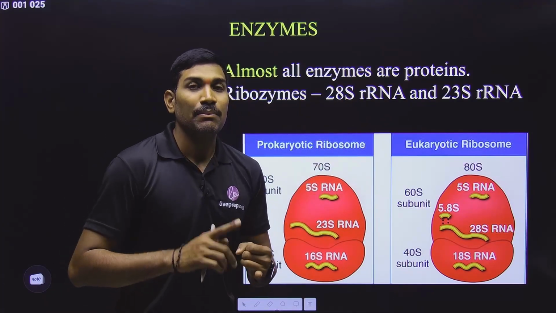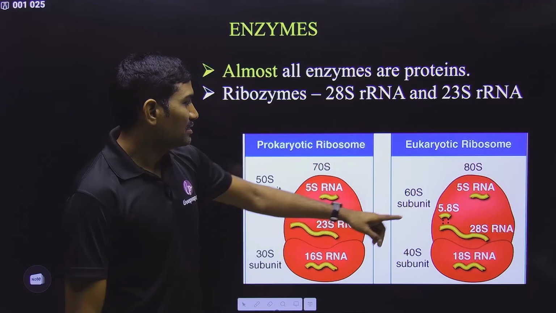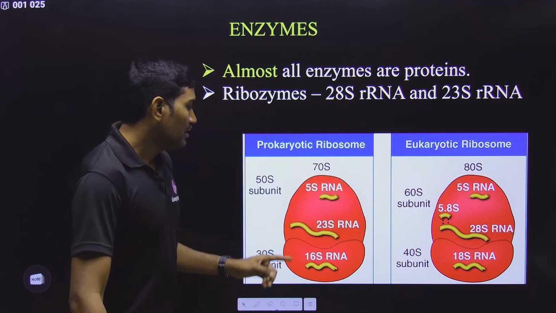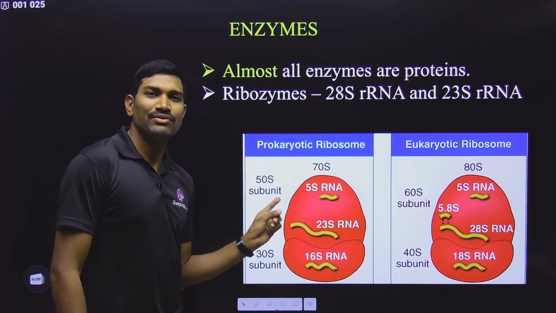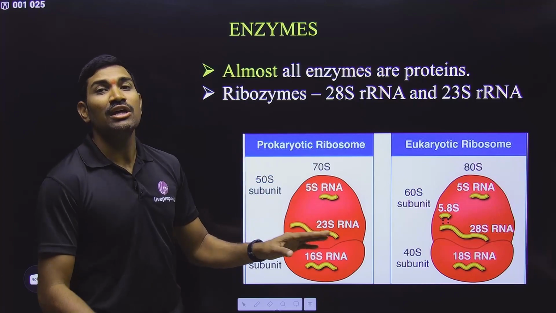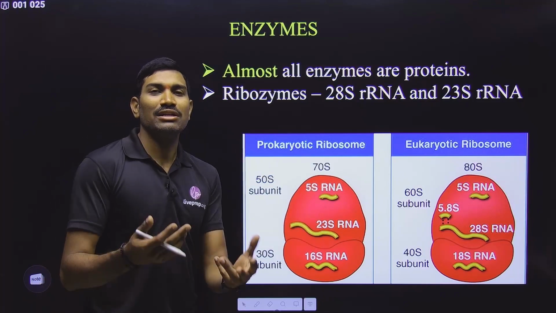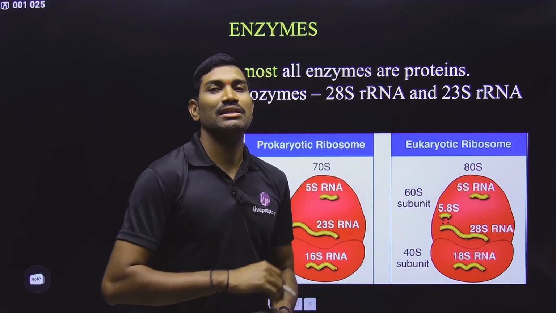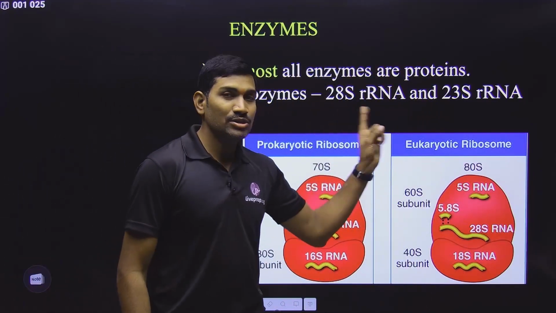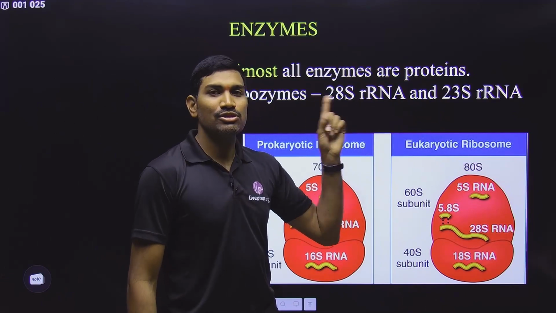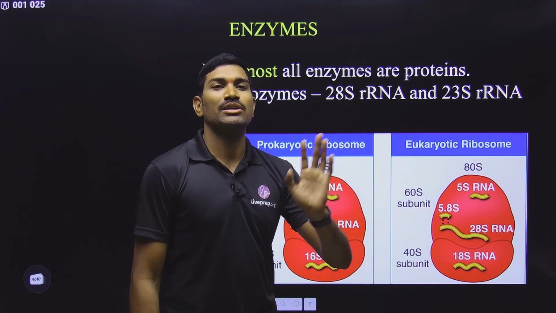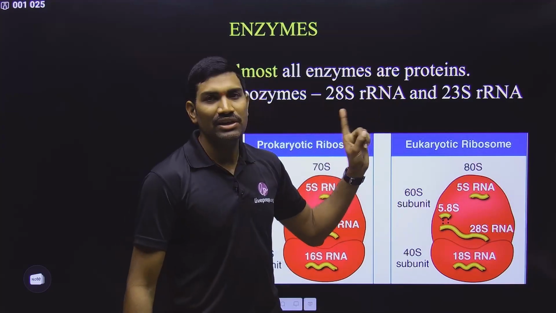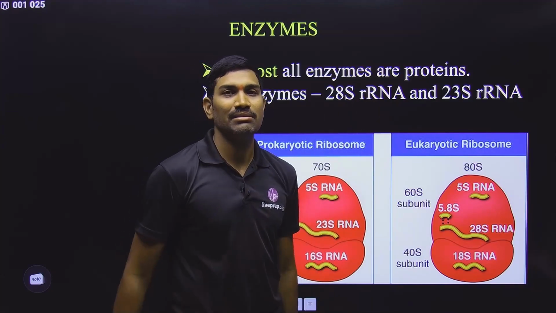28S rRNA present in the 60S subunit of the 80S ribosome has enzyme activity. Next, 23S rRNA present in the 50S subunit of the 70S ribosome also has enzymatic activity. What is the name of that enzyme activity? Peptidyl transferase. And where is it involved? It is involved in the translation process. Remember these examples; we will study them again under molecular basis of inheritance. When we study translation, I will definitely tell you about these names.